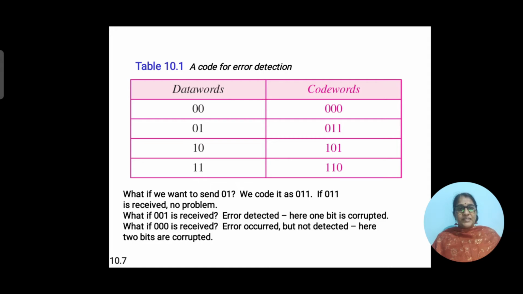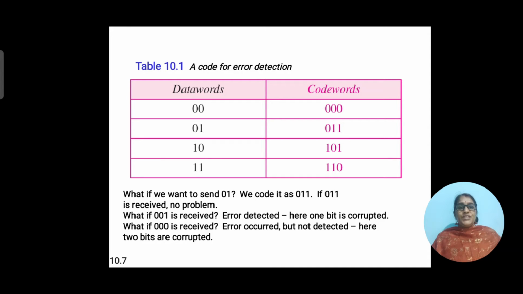Let's repeat. In this slide we have a table in which one column is for data words and the other column is for code words. In data words we have 00, 01, 10 and 11, and the code words are 000, then 011, again 101 and 110. Let's see what happens if we send the data word 01. As shown in the table, we have the code 011.